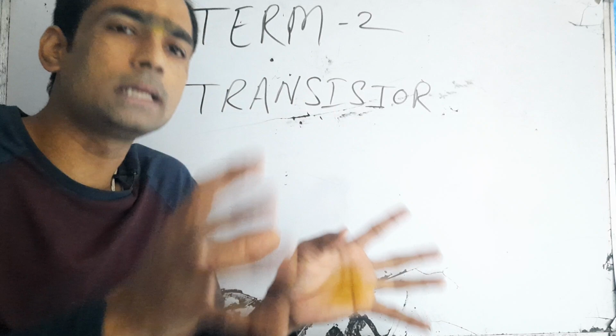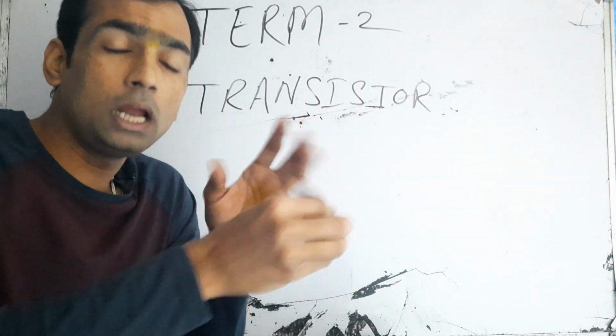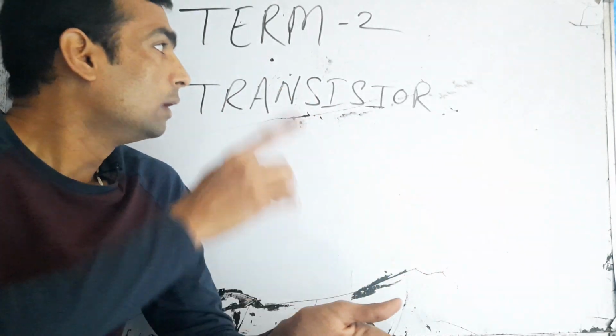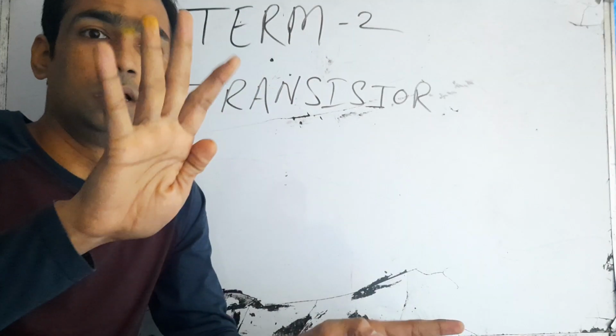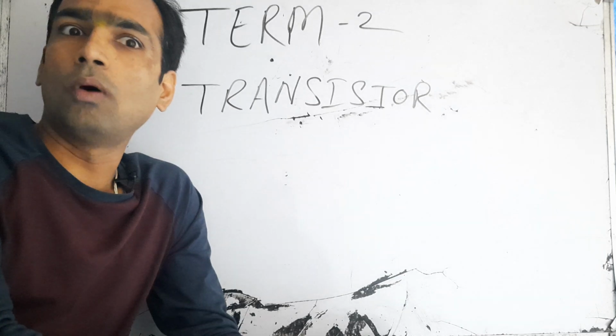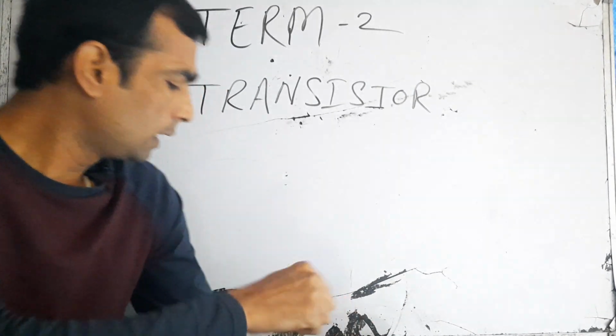I have some tricks and tips. With the help of these, you can easily score one question. One question is 4 marks. You can easily score 4 marks with the chapter of transistor.